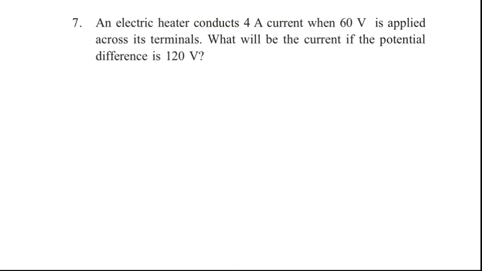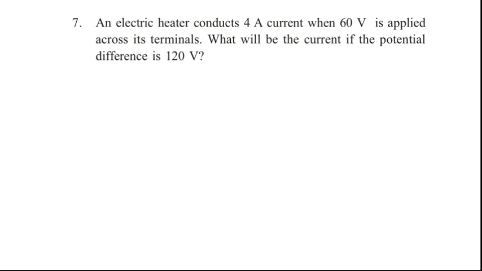Question number 7. An electric heater conducts 4 ampere current when 60 volt is applied across its terminals. What will be the current if the potential difference is 120 volt?